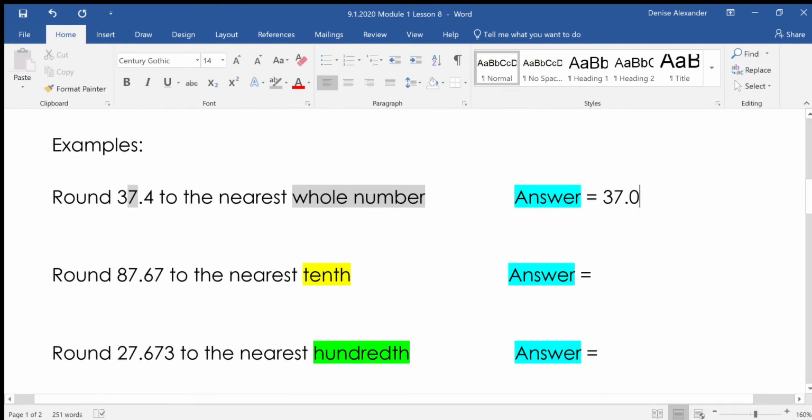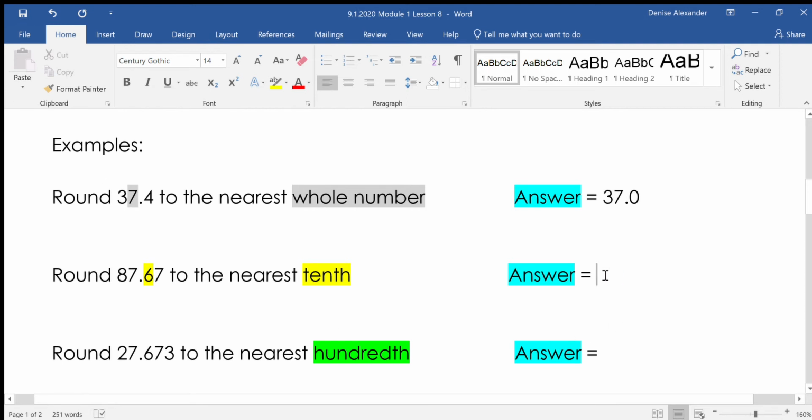So let's look at our next number, you guys. It says round 87 and 67 hundredths to the nearest tenth. So that's the reason you need to remember your place value chart. I know my tenth is the one space after the decimal. So I'm going to go ahead and round the tenth. I'm just looking at the 6.